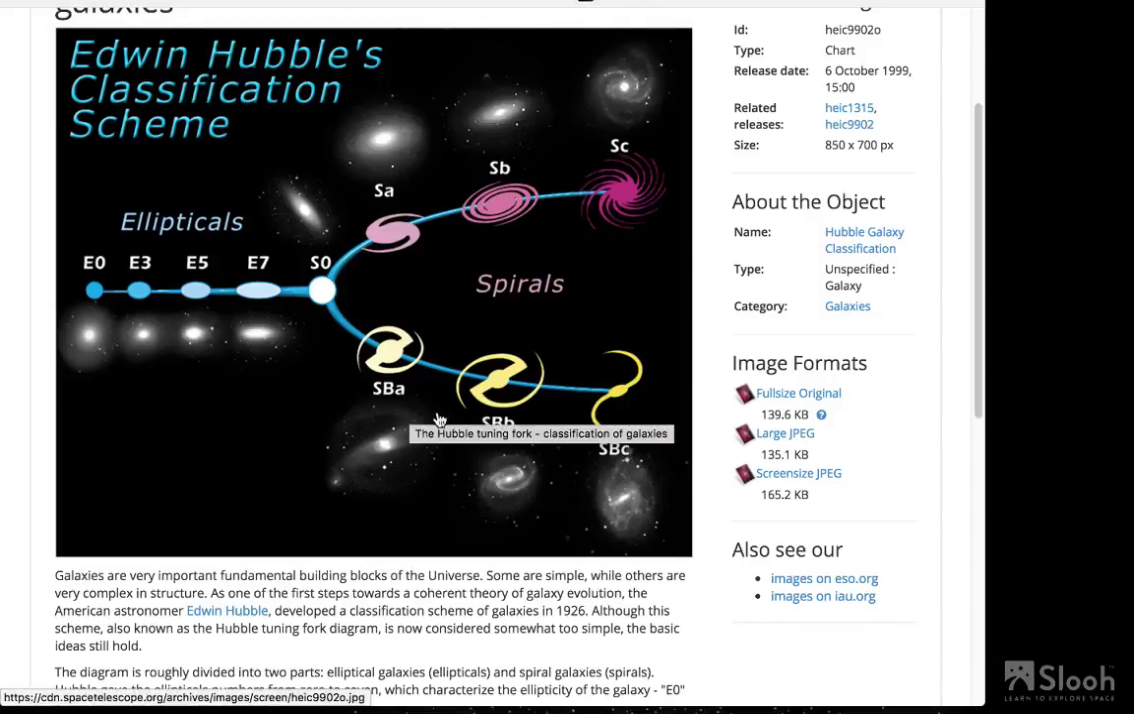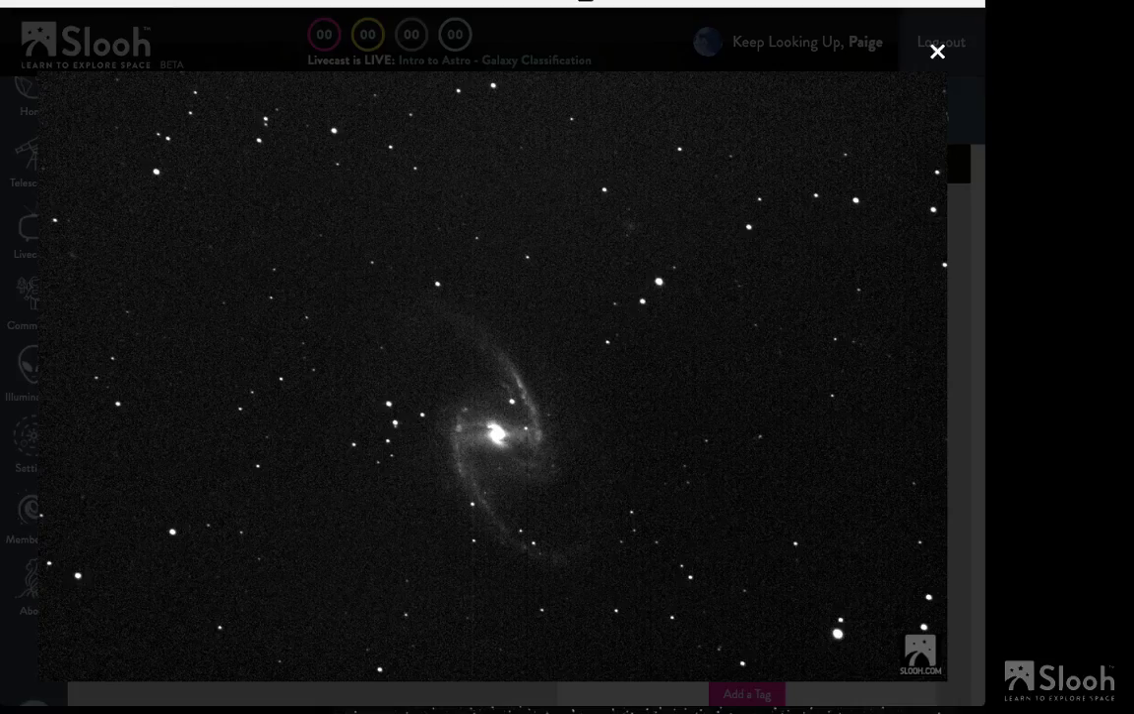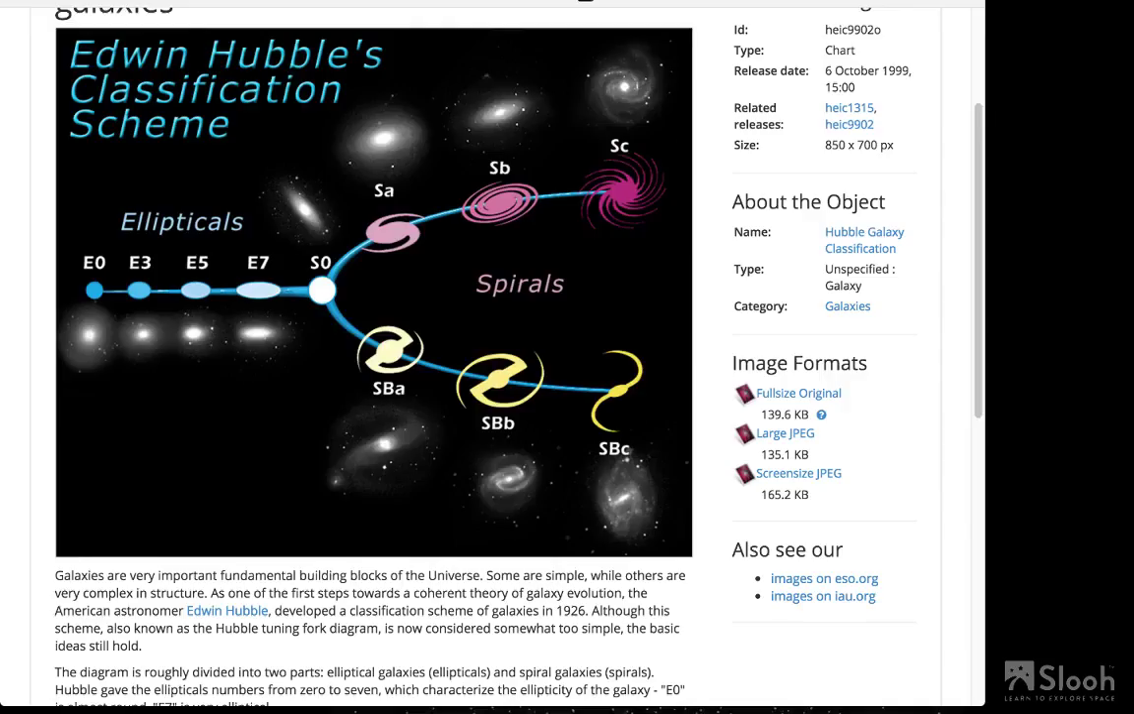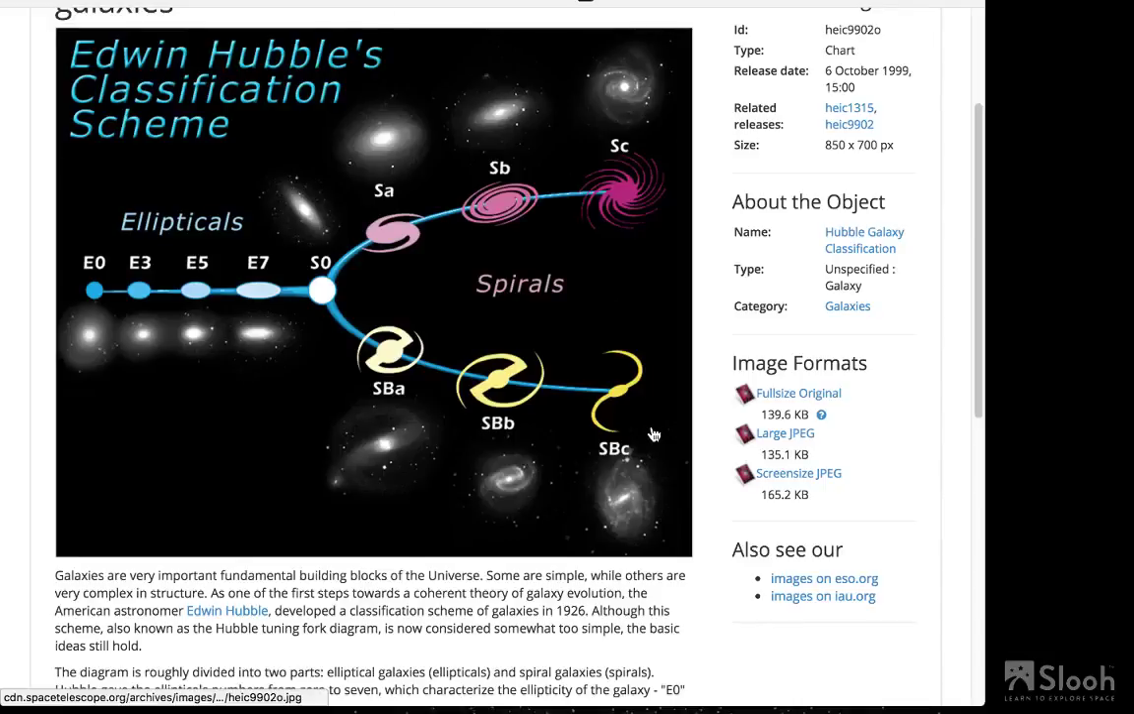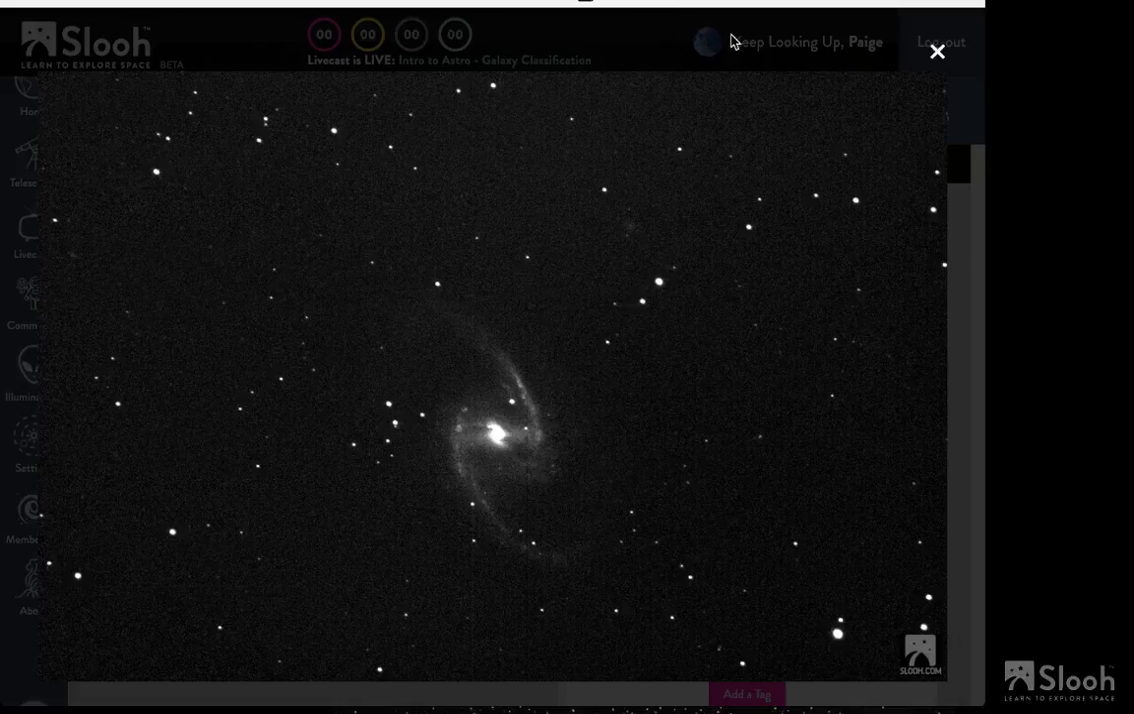So look at SBA, SBB, and SBC, and then go back to your galaxy and try to determine. Those arms look pretty thick to me. It kind of looks like an SBA, but they're also pretty wide, which kind of reminds me of an SBC. So that's interesting. And sometimes, I'm not pretending to classify this galaxy.